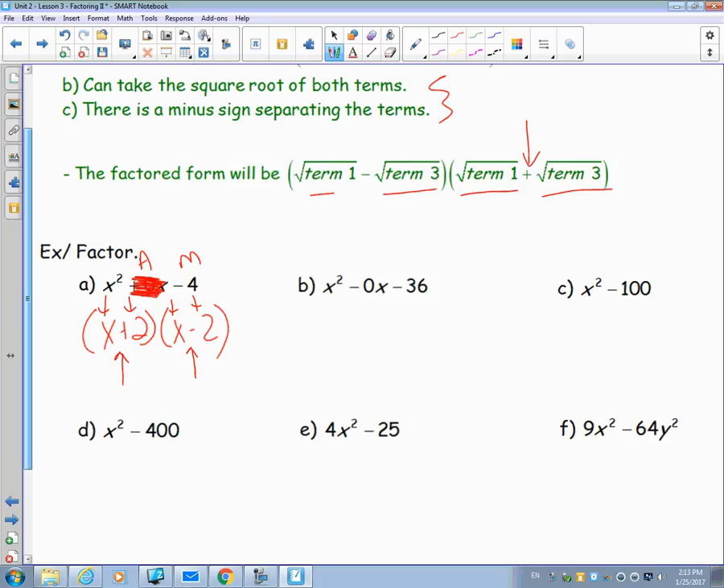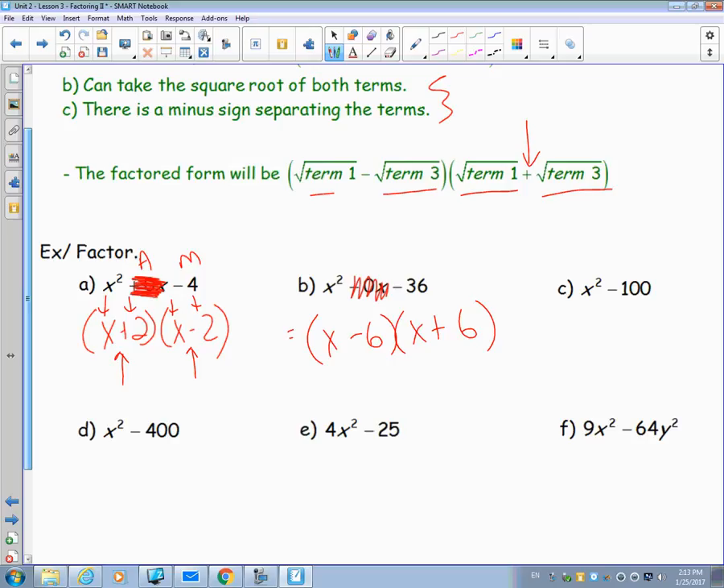Okay, that's all that's really happening here. If we try the next one, x squared minus 0x, let's think of that as being gone. I got two terms. I got a minus sign. Can I square root x squared? Yes. Can I square root 36? Yes. Opposite signs between them. Now, what order you put your signs in doesn't matter as long as you have opposite signs.